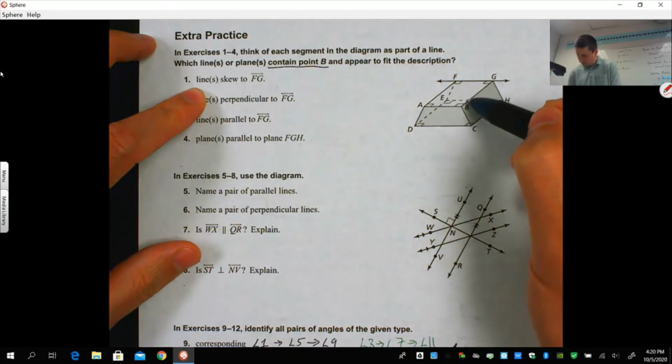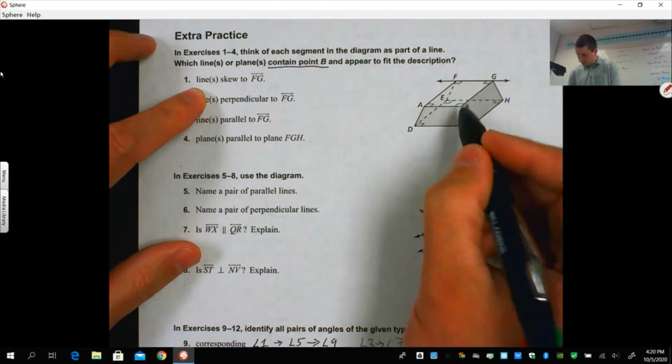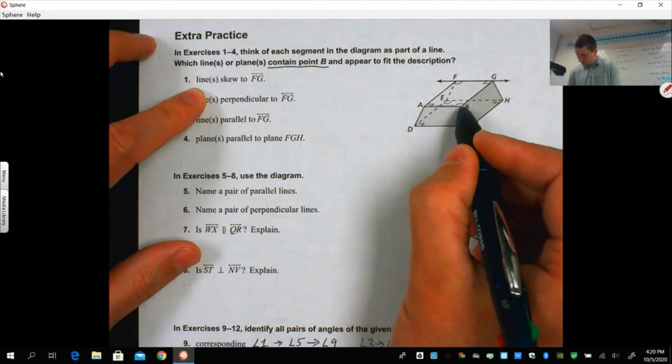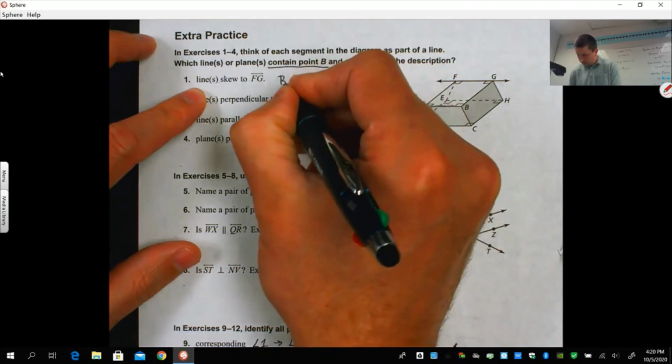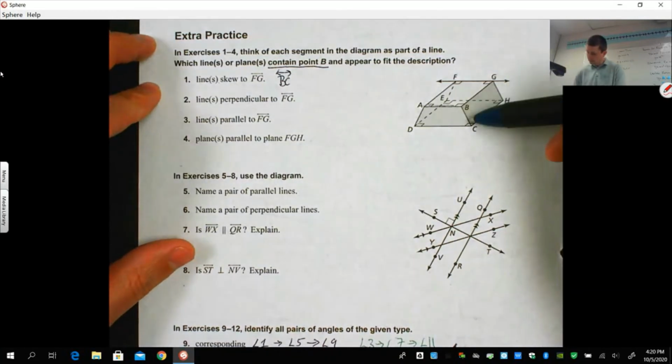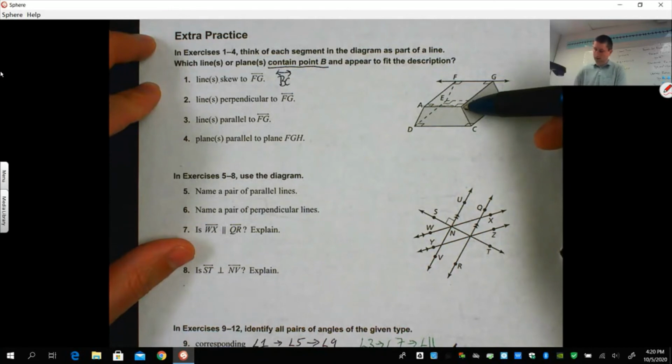So if I go B to G, that would intersect. B to A would be parallel. So I think that would just be BC with a line on top of it. So BC with a line. And those are the three lines that contain point B that are drawn. That's the only one that's skew.